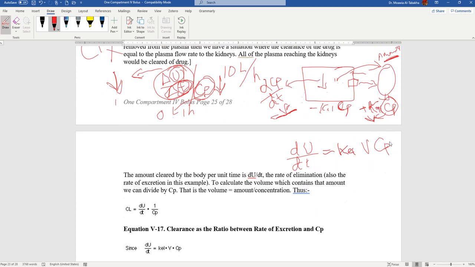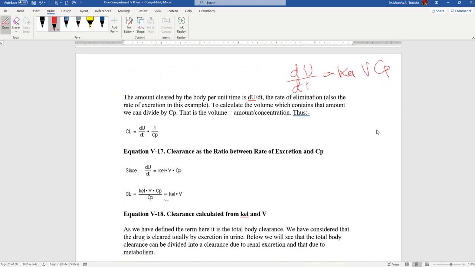Okay, why did I do this? I did this because I wanted to use this equation. You see du/dt, which is KEL times V times CP, divided by CP. CP goes with CP, what remains? KEL times V. So what is the clearance of a drug? It's equal to KEL multiplied by V.